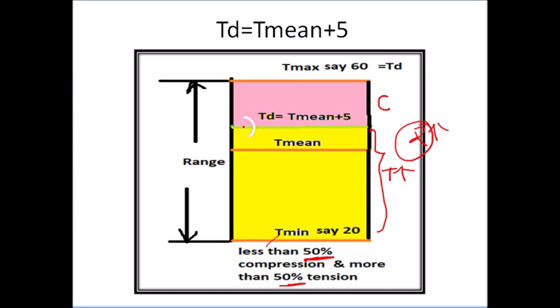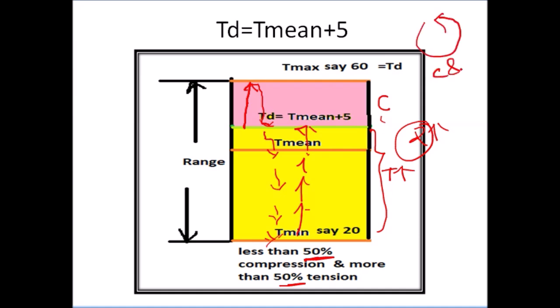Now what will happen? At the TD temperature, compressive and tensile stress are equal to 0. When temperature rises, compressive stress reaches this value. Then when temperature falls, compressive stress decreases and becomes 0, and then tensile stresses increase. When temperature again increases, it becomes 0 here, and then again like that. So it's like a cycle which has both compression and tension, but compression is less and tension is more.